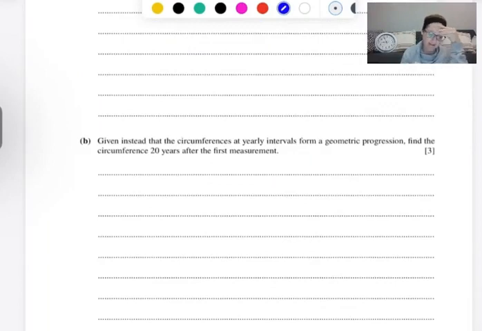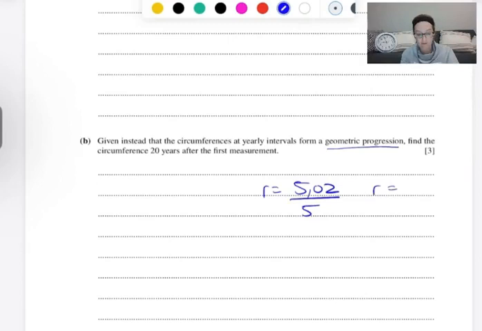Okay, now next, it is instead given that the yearly interval forms a geometric progression. So we still have the same two values. We've still got our 5.02, but now instead of subtracting, we are dividing. So 5.02 divided by 5 is 1.004. Find the circumference 20 years after the first measurement.